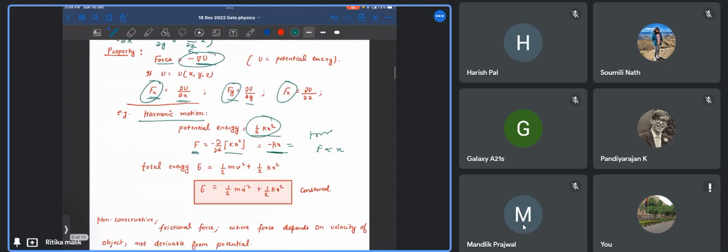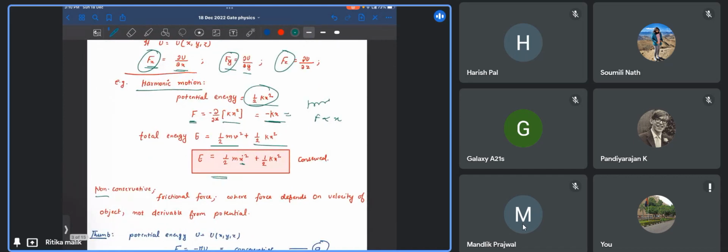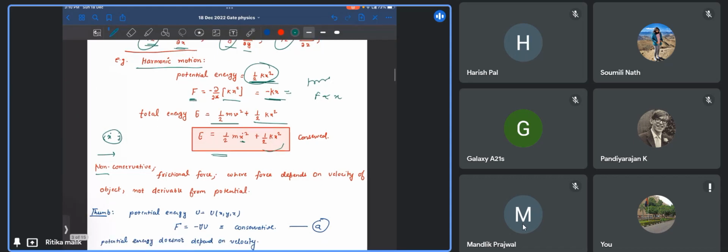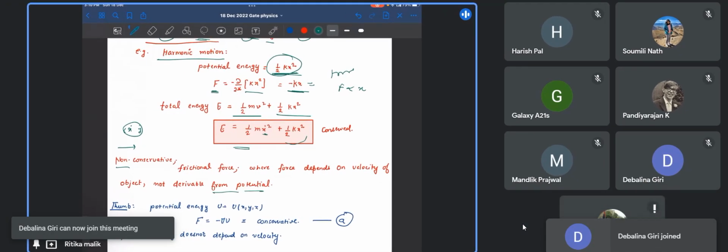Here, the total energy is given by 1 by 2 mv square, the kinetic energy, plus potential energy. And I just write v as x dot. So this energy is going to be conserved here. In the case of non-conservative forces, your potential energy, which here is just a function of x, y, z, will also become a function of x dot, y dot, something like that. Like in the damping case, your energy will be constantly changing as a function of time t. In that case, your potential energy becomes a function of velocity, and so you cannot derive your force directly from the potential.